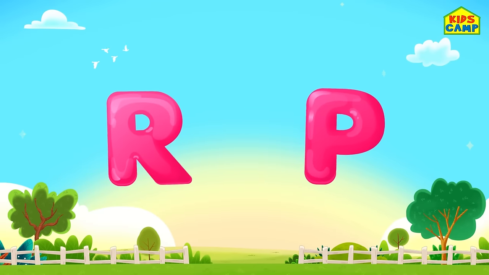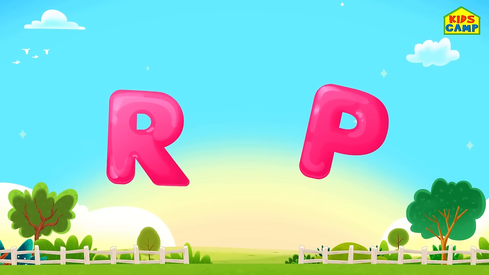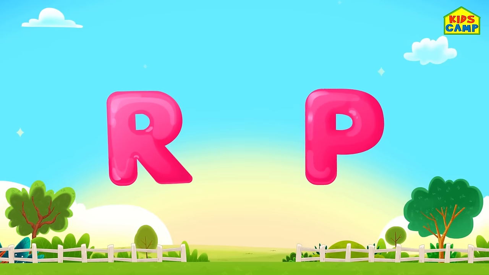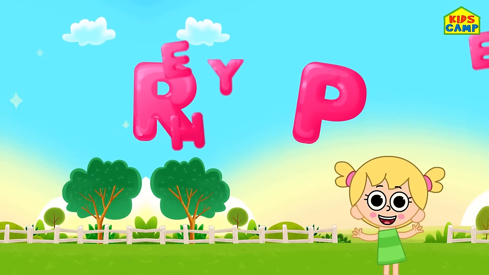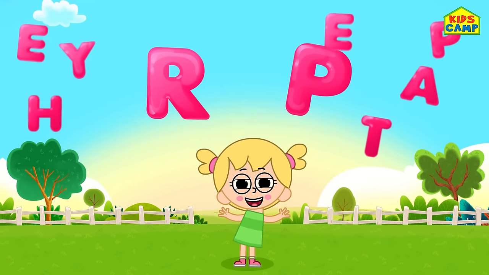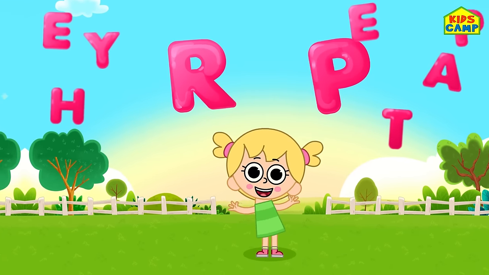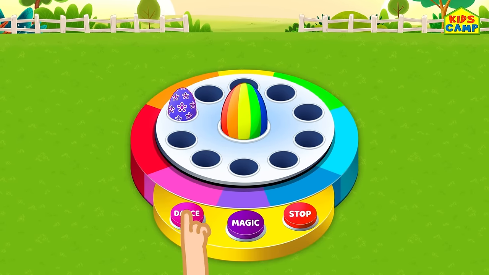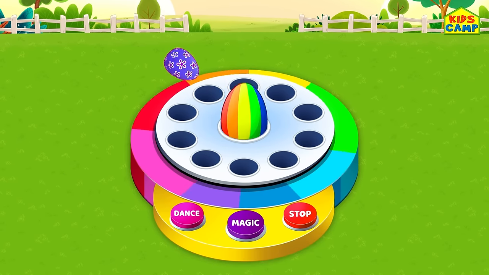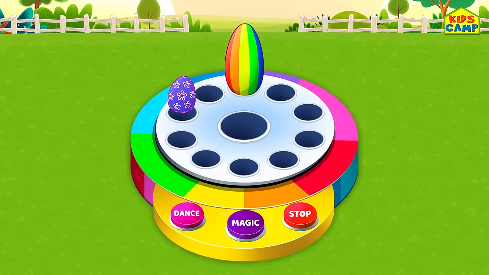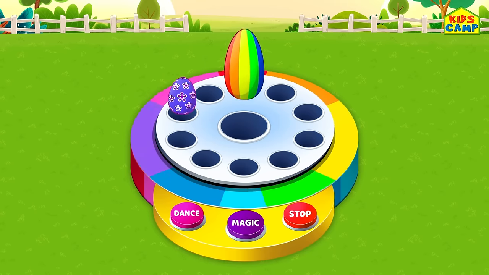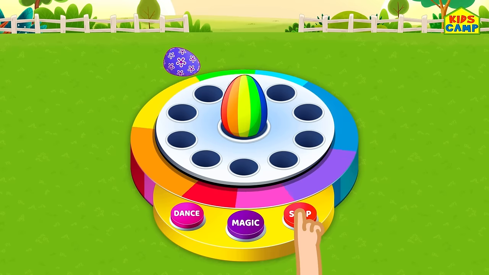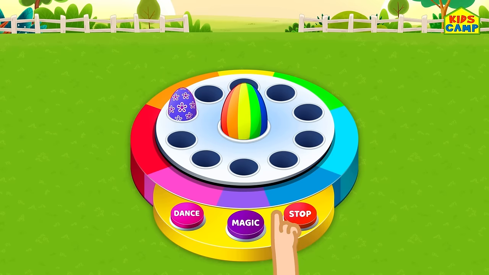Letter R and letter B. I wonder what this could be. Wonderful! Let's keep going, Eva. Time to dance. Time for magic!